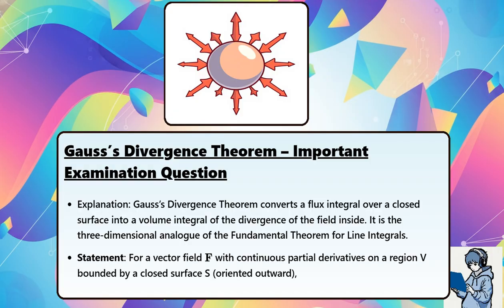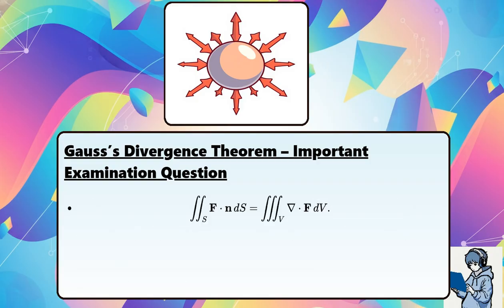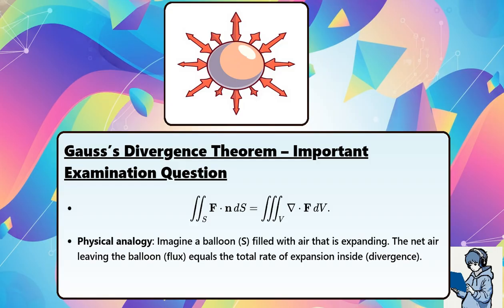Statement: for a vector field F with continuous partial derivatives on a region V bounded by a closed surface S oriented outward, the double integral over S of F dot n dS equals the triple integral over V of nabla dot F dV. Physical analogy: imagine a balloon S filled with air that is expanding. The net air leaving the balloon, the flux, equals the total rate of expansion inside, the divergence.